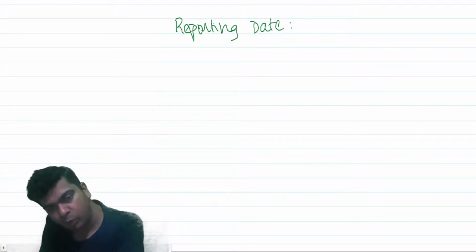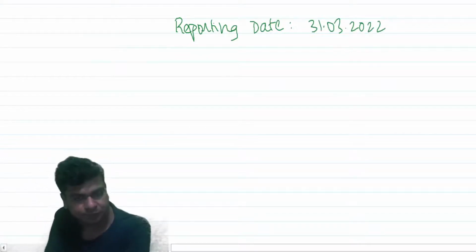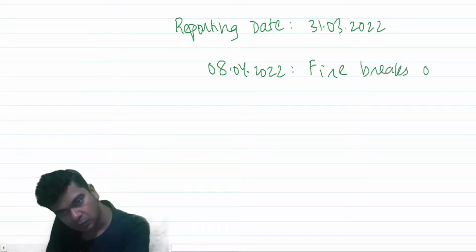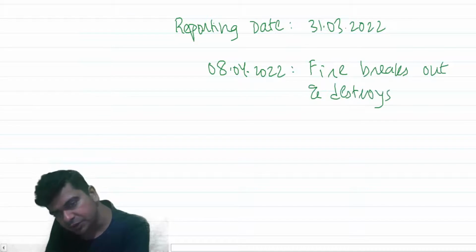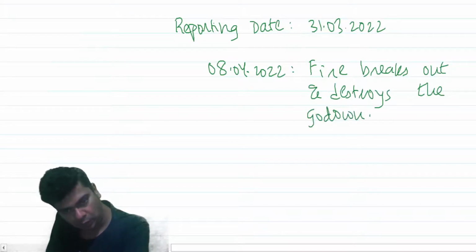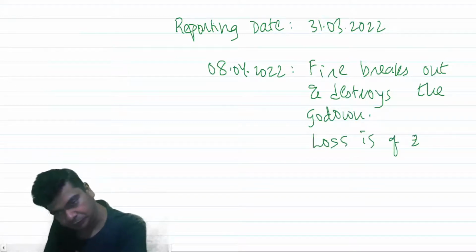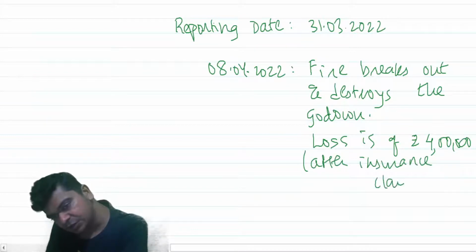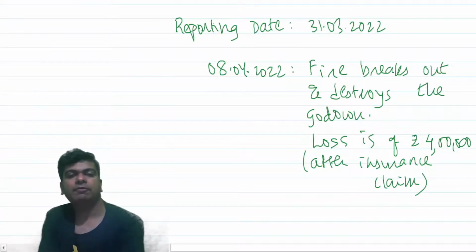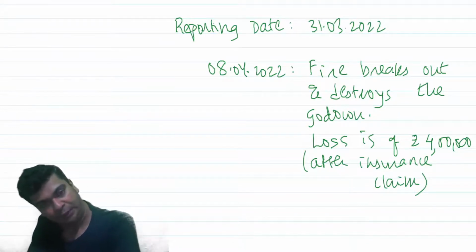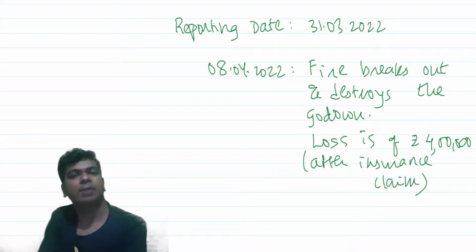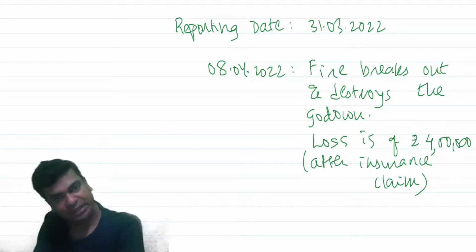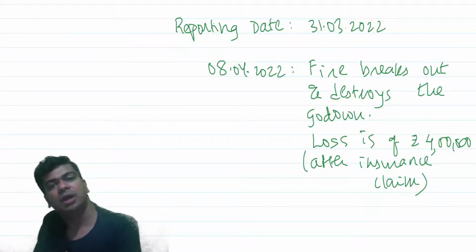Let's take one final example. Reporting date is 31st March 2022. On 8th April 2022, fire breaks out and destroys the godown. Losses of rupees 4 lakhs after insurance claim. Okay, let's put it in this way. I am preparing my financial statements and my reporting date is 31st March 2022. 8th April 2022, a fire has broken out. It has destroyed my entire godown. But yes, I had taken insurance, and I'm communicating with the insurance company and my insurance agent and all, and I realize that in spite of the insurance, there will still be a loss of around 4 lakhs of rupees.